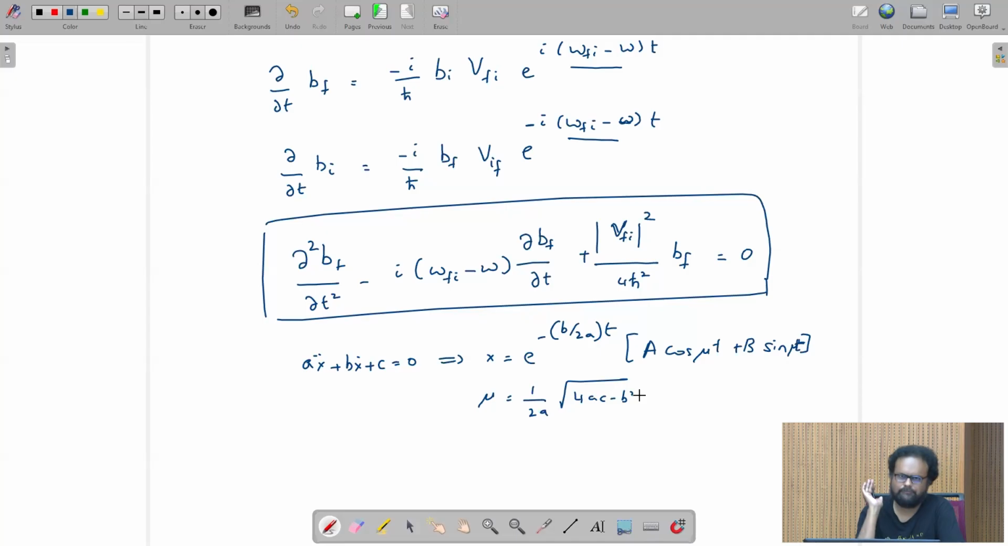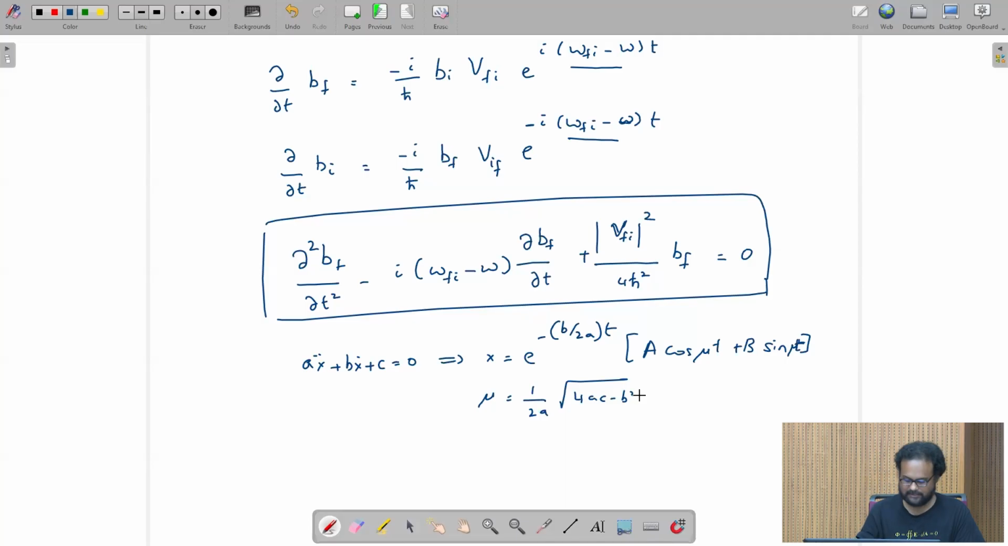Remember, at the end of the day, if I'm doing an experiment or I'm interested in something physically meaningful, then I'm not interested in b_f. What am I interested in? No, c_f is in a different picture, but what is b_f? b_f is the amplitude of my wave function, right? What you are interested in is the square of that amplitude. That's what you're going to measure.